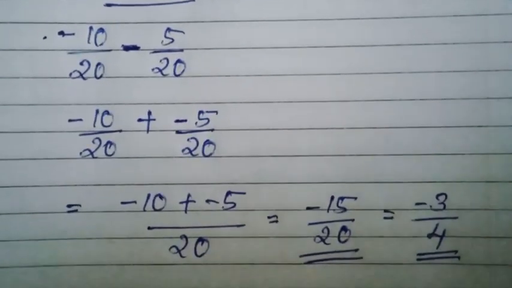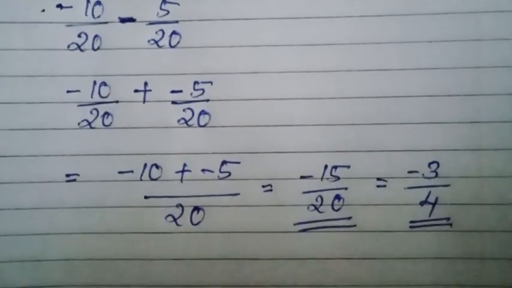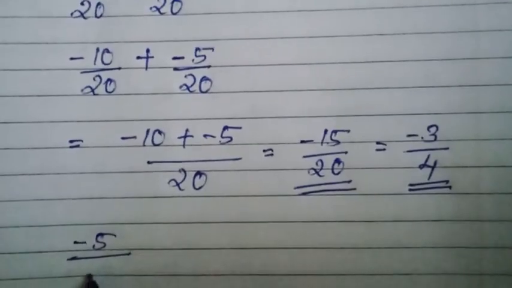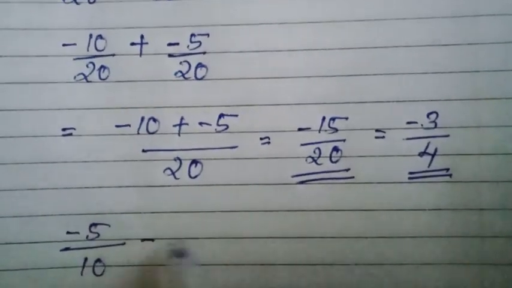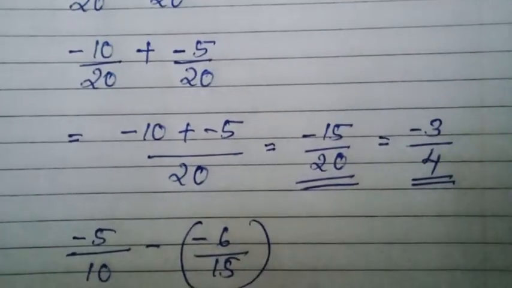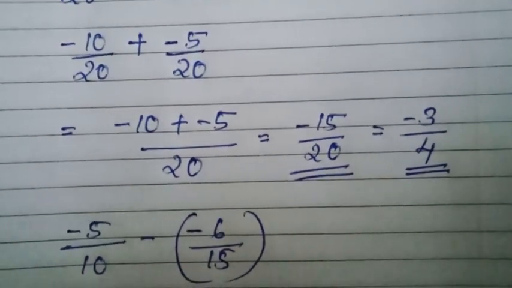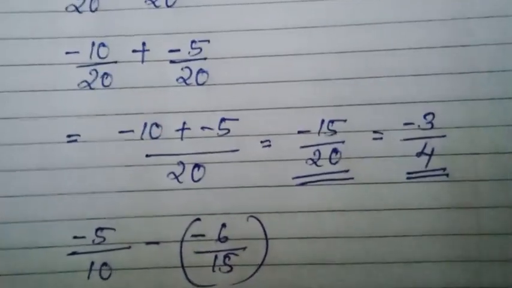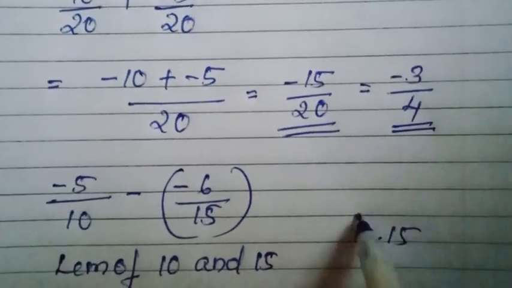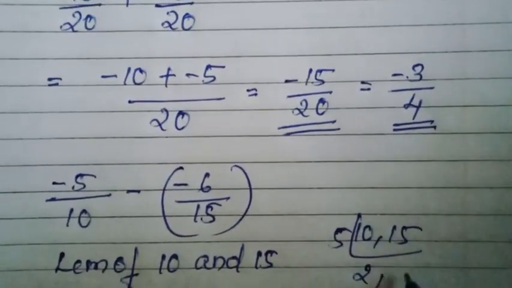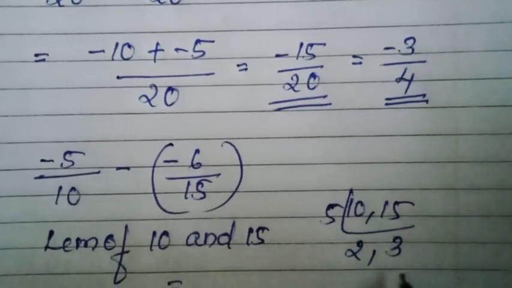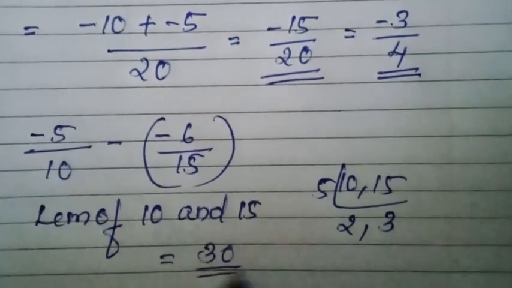Okay. Next, we will discuss different denominators. Okay, minus 5 by 10 minus 6 by 15. So, different denominators means we should take the LCM of 10 and 15. So, 10, 15, it will come in the 5 table. 5 2s are 10, 5 3s are 15. So, the LCM is 5 2s are 10, 10 3s are 30. So, the LCM is 30.